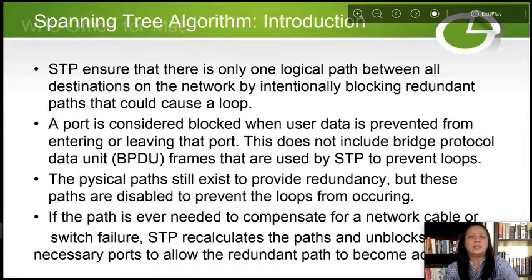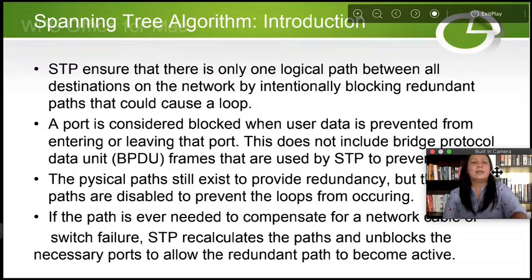This does not include Bridge Protocol Data Unit or BPDU frames that are used by STP, or Spanning Tree Protocol, to prevent loops. The physical path still exists to provide redundancy, but these paths are disabled to prevent the loop from occurring. If the path is ever needed to compensate for a network cable or switch failure, STP recalculates the path and unblocks the necessary port to allow the redundant path to become active.